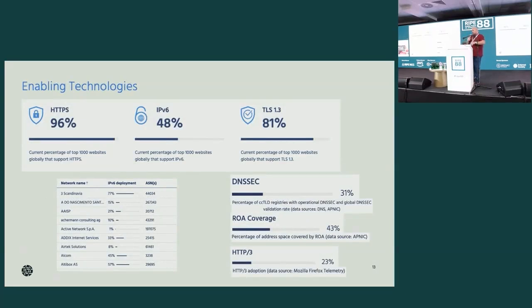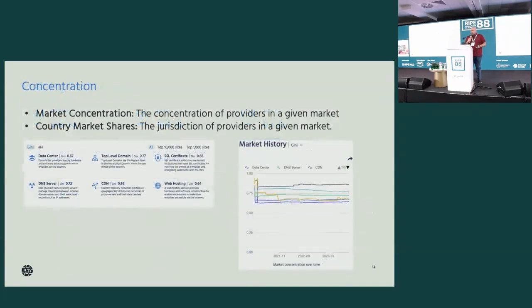So the enabling technology is very simple. Anyone just goes there, they will be directly faced with some numbers that represent key technologies, in our opinion, that need to be implemented and adopted for a healthier internet. Pretty simple, pretty straightforward. Then we move to the concentration and market concentration, country market shares within the jurisdiction, market history, and so on.